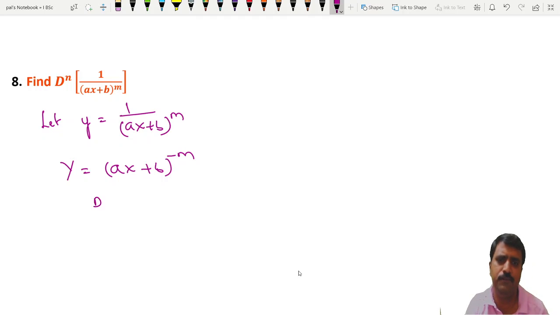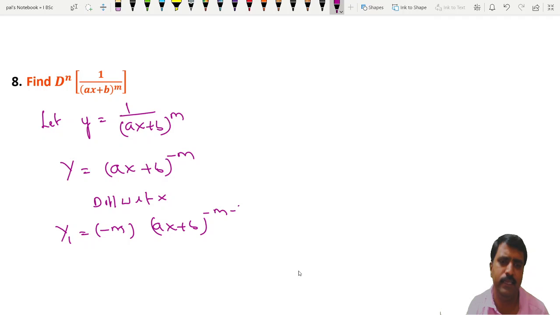You just go on differentiating this with respect to x. Differentiation of y is y1 is equal to minus m. See, its power is minus m, so it is in the form of x to the power of n. Differentiation of x to the power n is n x to the power n minus 1. Using the same formula here, it is minus m into (ax plus b) to the power minus m minus 1, into again differentiation of ax plus b gives a. So again we differentiate this y1 with respect to x.